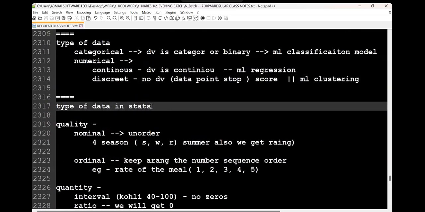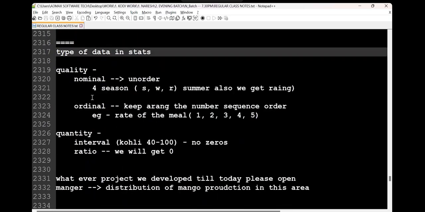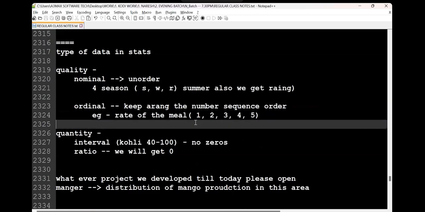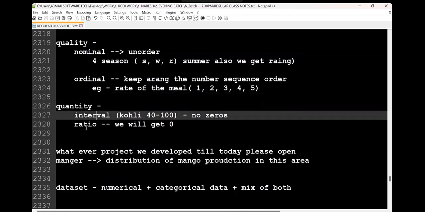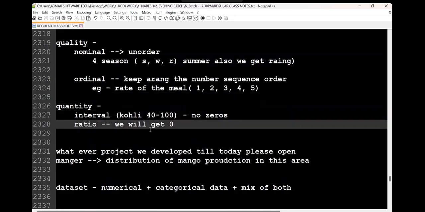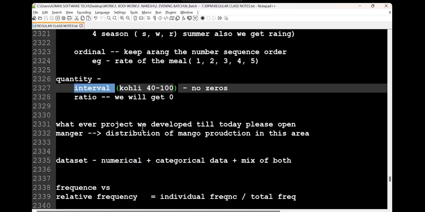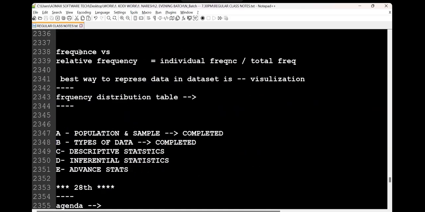Then types of data. Data is measured in quality and quantity. Quality has two parts, nominal and ordinal. We talk about four seasons because seasons can never be ordered. In the summer season also, there's a probability of raining, isn't it? So that's not ordered. And ordinal is ordered, for example, rating of your meals. Quantity, interval, and ratio. Virat Kohli scores, I mean, you can say between ranges. That's called interval. Tomorrow, I'll introduce this. And ratio. I hope we have done this, right, guys?